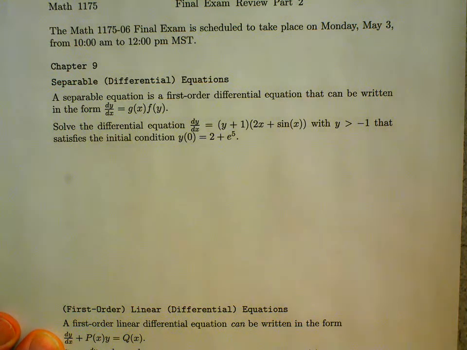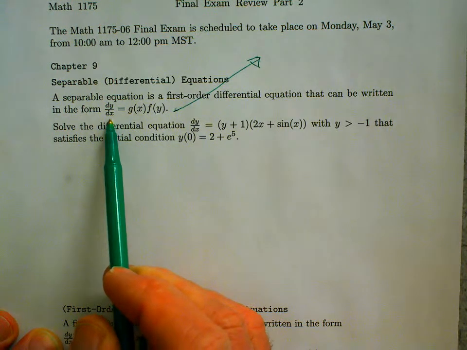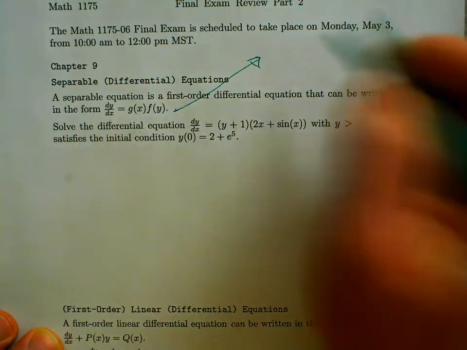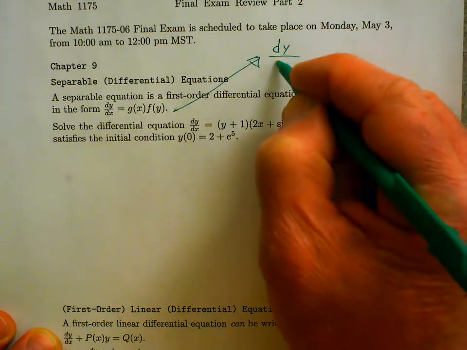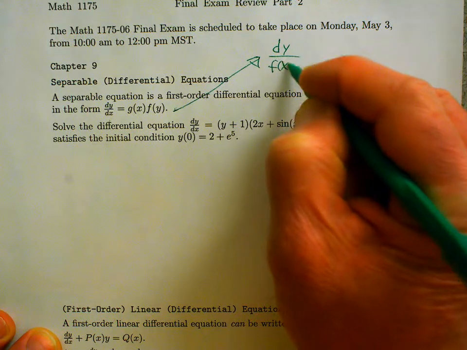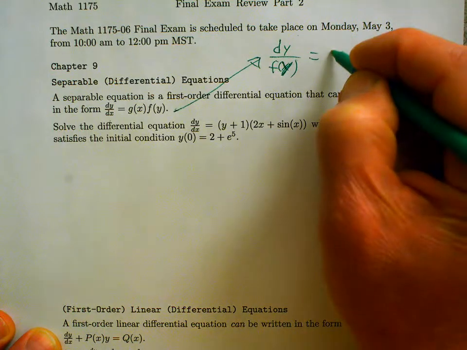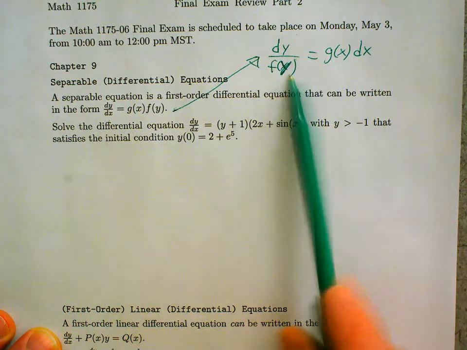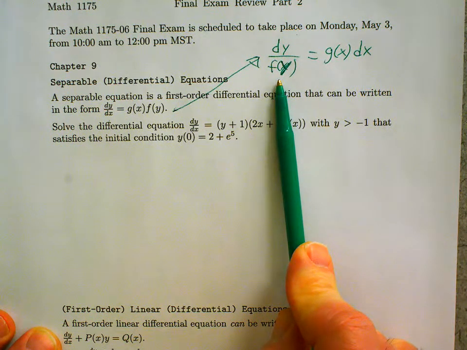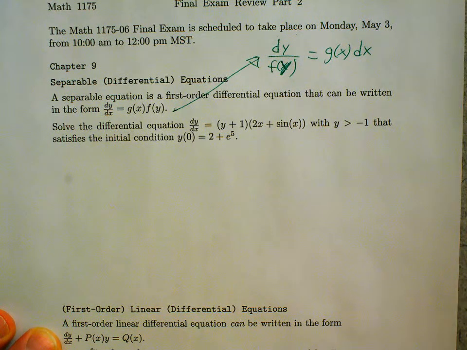So as a reminder, if it's separable, then you can separate the y parts from the x parts. So dy over f of y equals g of x dx. And then afterwards, we integrate the left-hand side with respect to y, integrate the right-hand side with respect to x. And then if there are any initial conditions, we apply those accordingly.